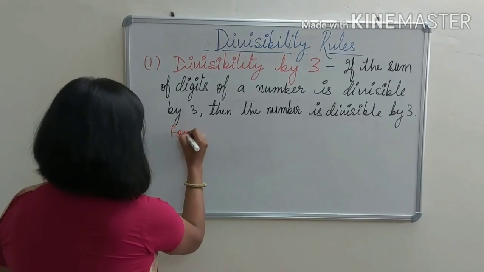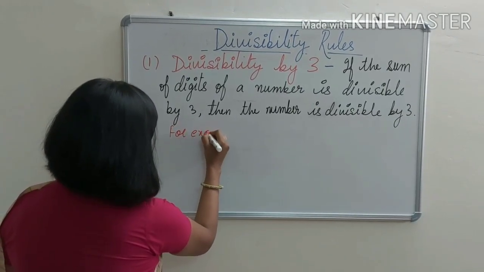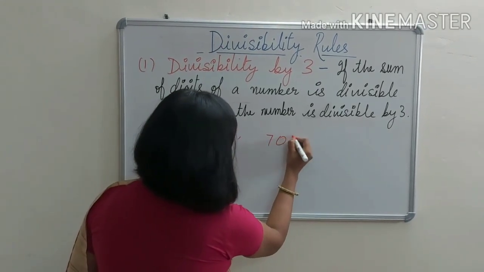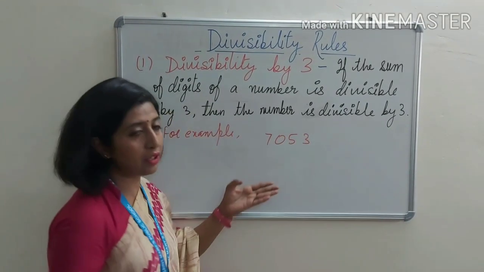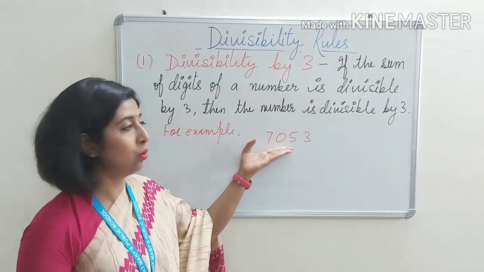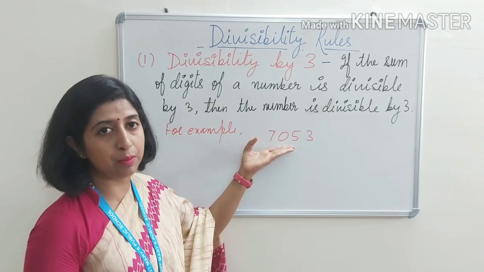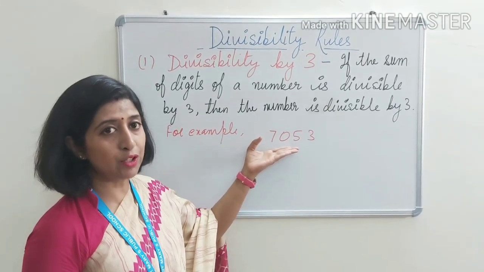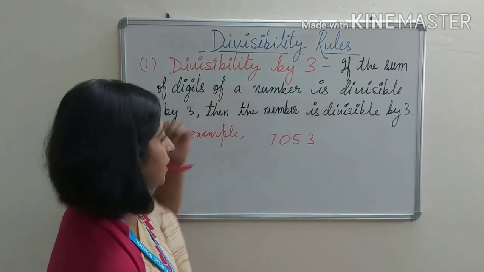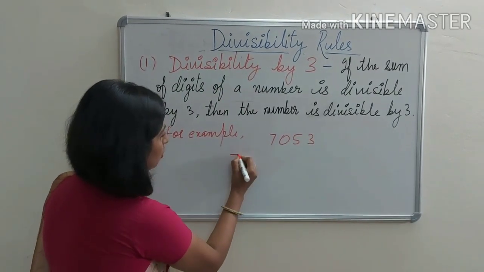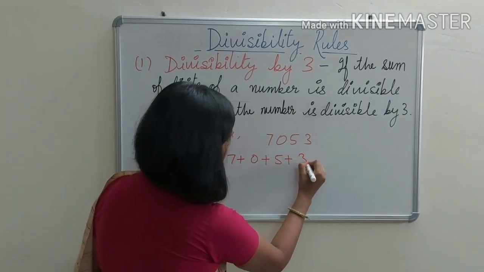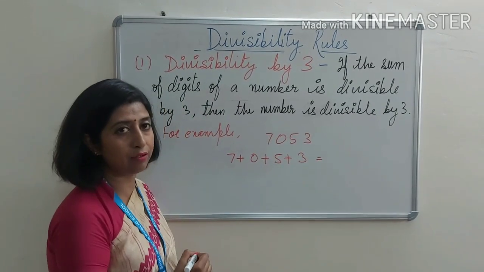For example, I have taken a number 7053. Now we have to find out whether this number is divisible by 3 or not. Let's move according to the rules. What we have to find out? We have to find out the sum of the digits. So what we will do? 7 plus 0 plus 5 plus 3. What we will get after adding this number?